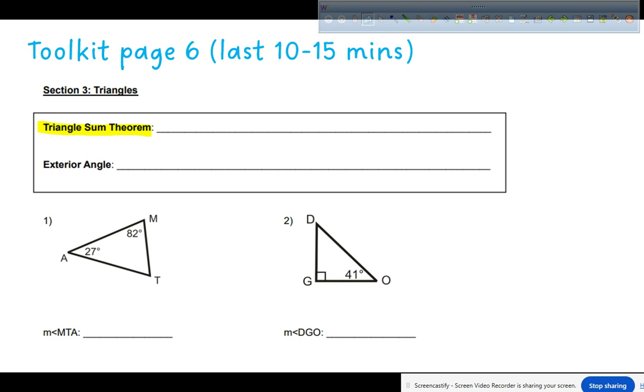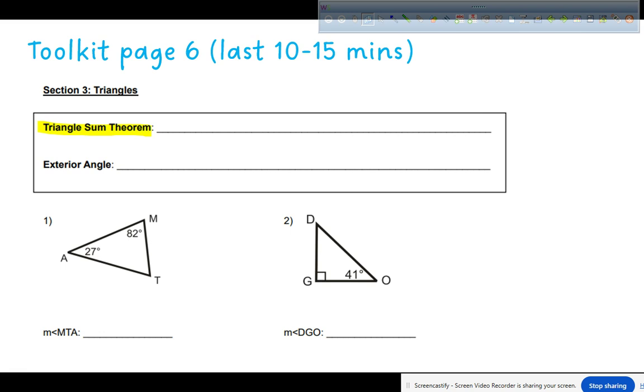So toolkit page 6. We are just going to do the one that I have highlighted. There are 2 definitions here. We're not going to do both. We're going to get the notes out for what's called the triangle sum theorem. So here's what I need you to know about a triangle. A triangle has how many angles inside of it? 3, right? So the rule for triangles is the 3 angles inside of a triangle, no matter what the triangle looks like, obtuse triangle, acute triangle, right triangle, doesn't matter, always add up to 180 degrees.